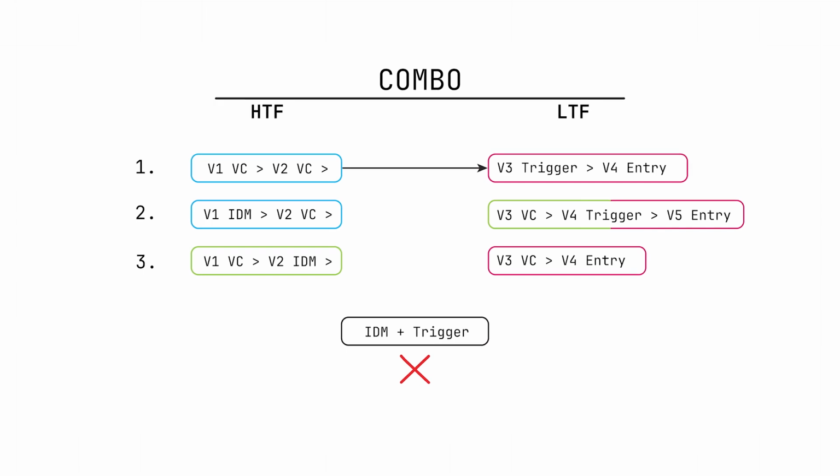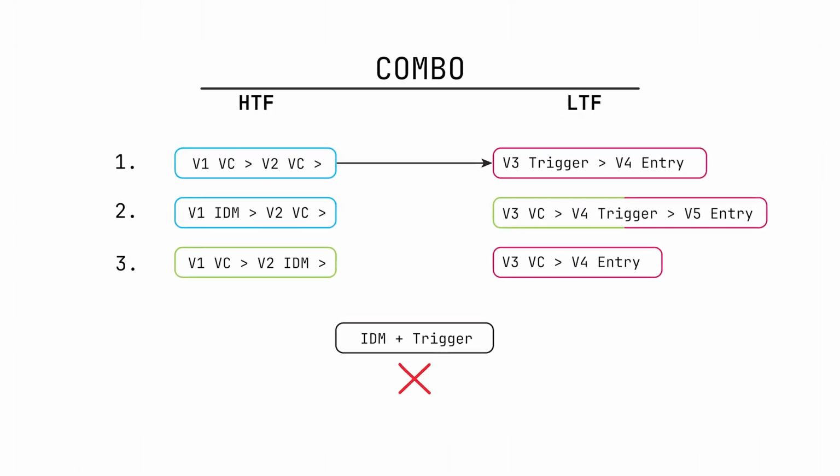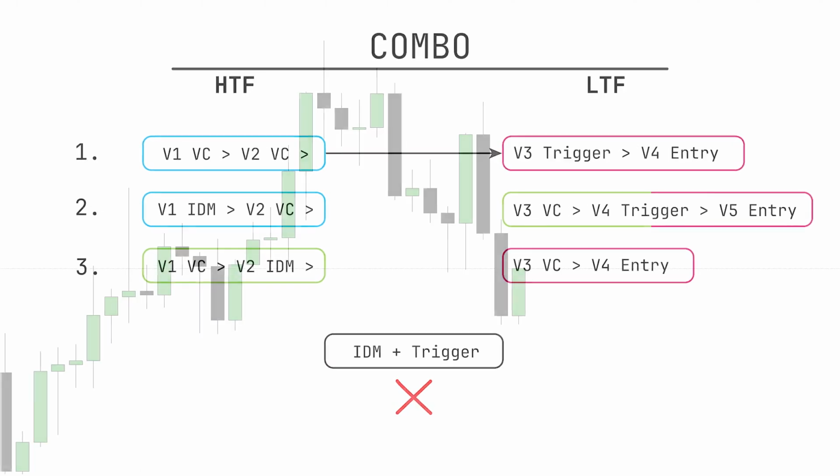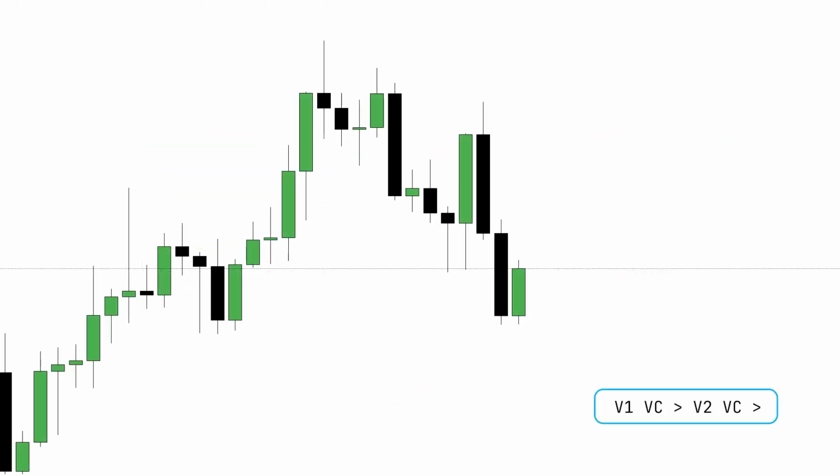In this video, we will analyze a few examples of how to enter positions using the HTF1, LTF1 combination. First example. The first thing we need to receive is the V1 volume confirmation greater than V2 volume confirmation.